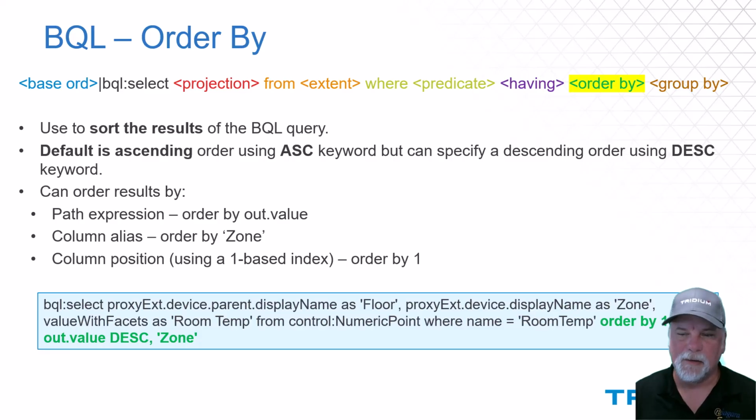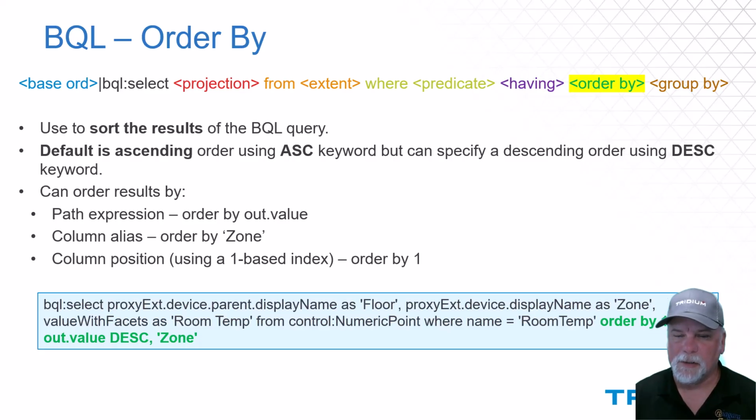So you can see in the example at the bottom where we have a BQL query that's looking for control numeric points in the station. And we've got a projection that's displaying the grandparent of the control point, which is the device, its display name under a column aliased as floor. And then we're showing the name of the device under a column aliased as zone, and then the value of the control point using the value with facets method as a column aliased as room temp.